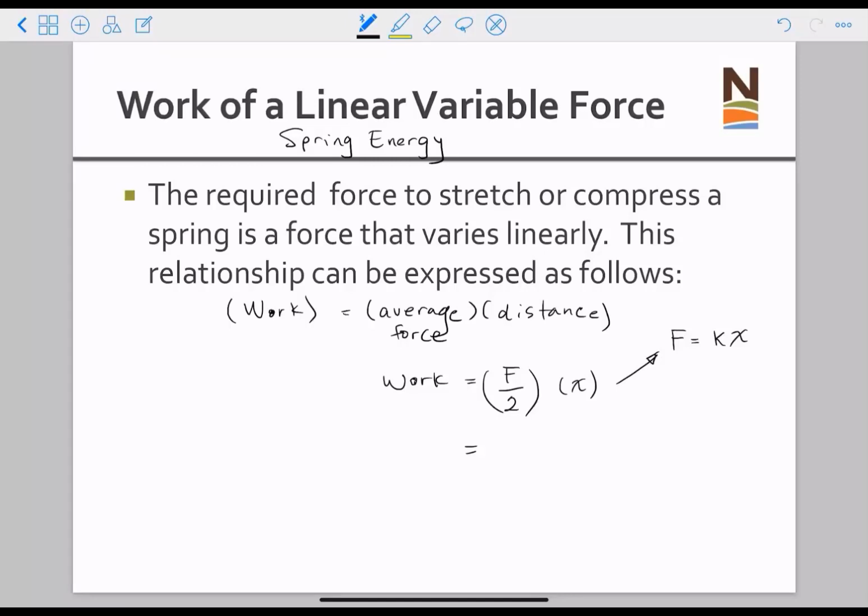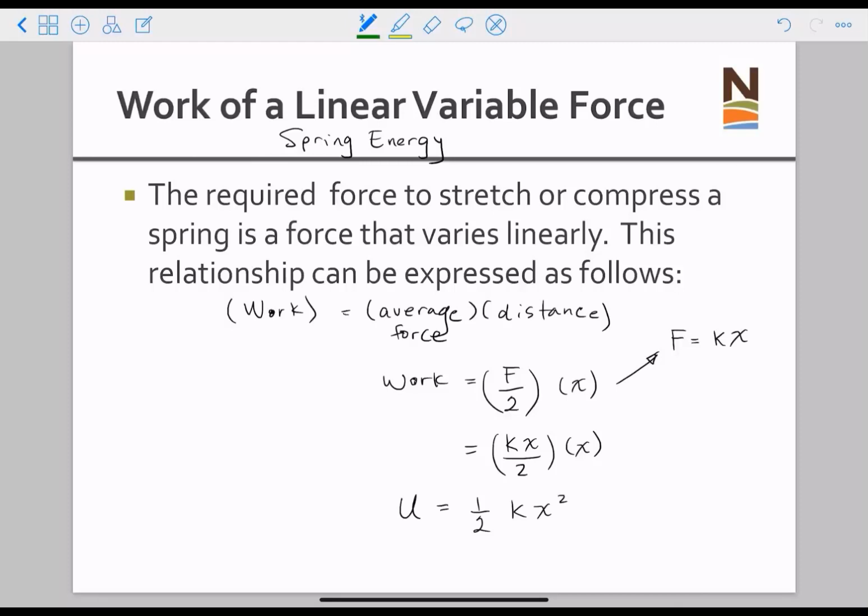So if we sub that value in for F equal to kx, then what we have is kx over 2 times x. And then that gives us our work of a spring. So instead of using the term work, we'll use U like we did before, is equal to 1/2 kx squared. If we look at our units here, you can see that we still again have joules.